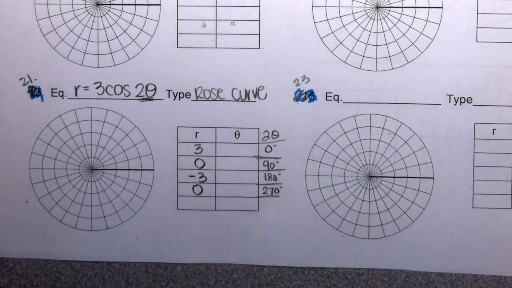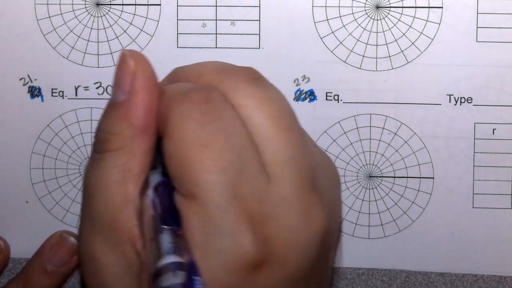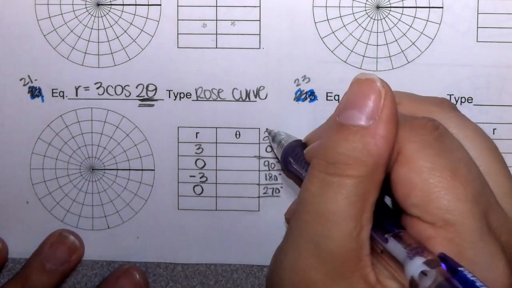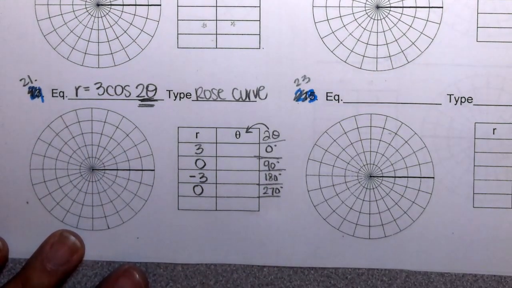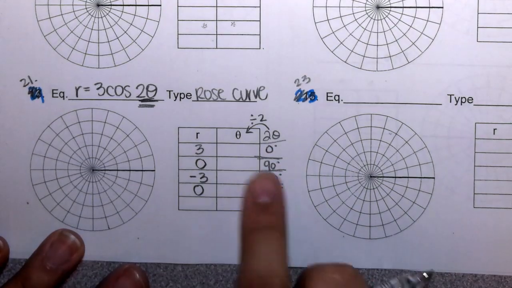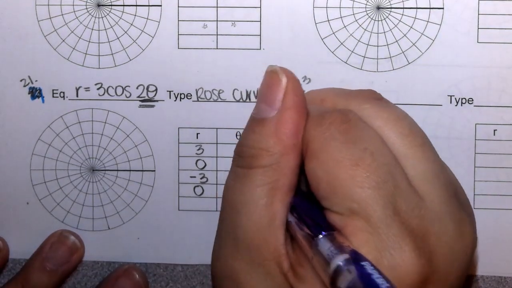Just like we were doing for the limaçons. The difference for rose curves is what we just plugged into was 2 theta. I want to know what theta is. So what am I going to have to do? Divide by 2. And I'm going to divide all of these numbers by 2.